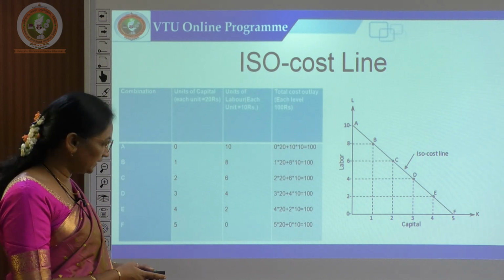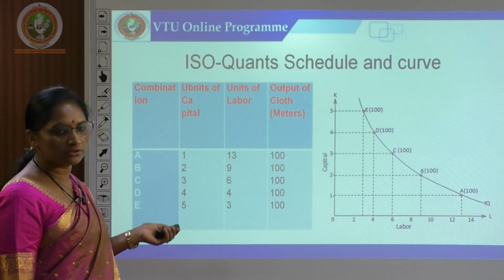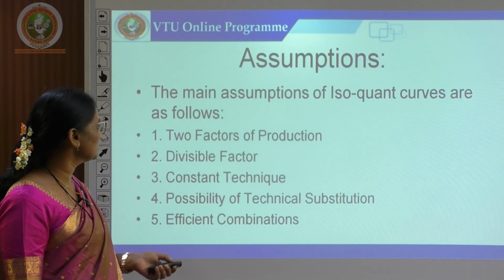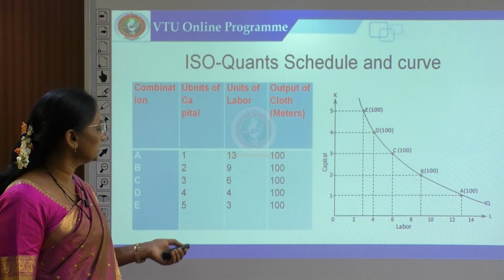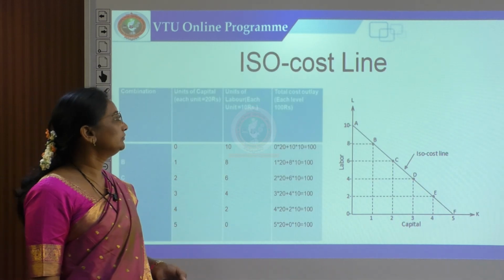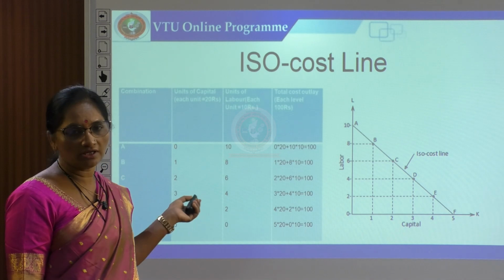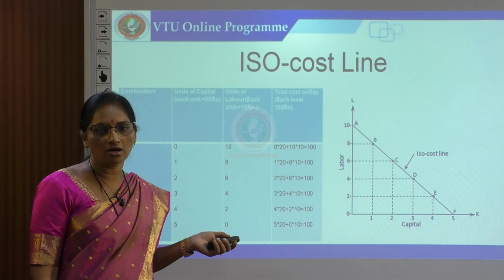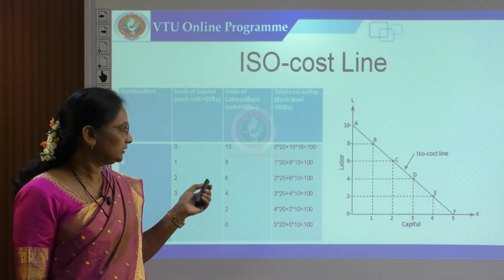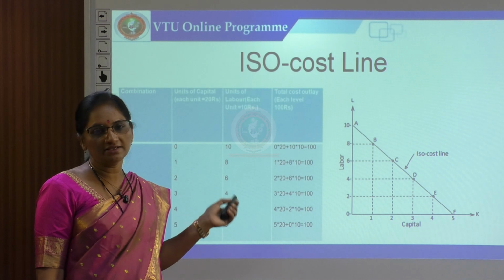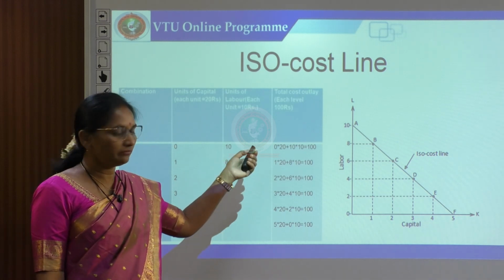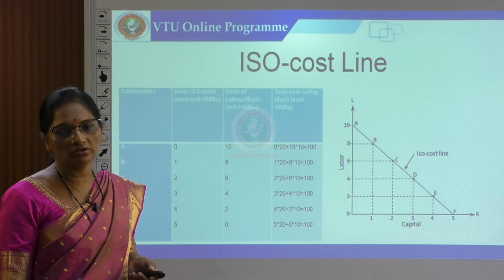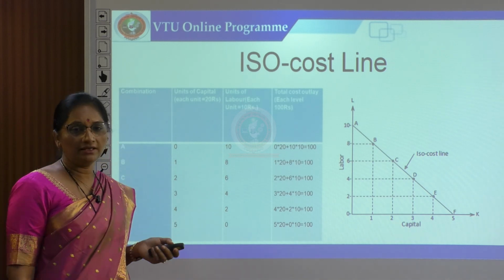Last class I explained about isoquant curves, the schedule and graph, and the assumptions, and we have understood all of that. One more important concept is the isocost line. Instead of going with the isoquants, we can go with the isocost. Instead of taking the factors, we can take the price of factors, making combinations that have the same level of cost. Based on that we can go with the combinations, which we understood in the last class.